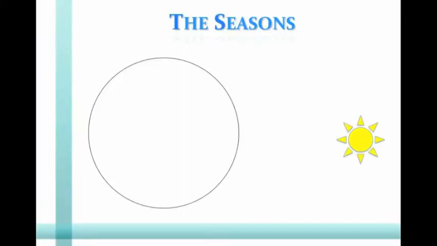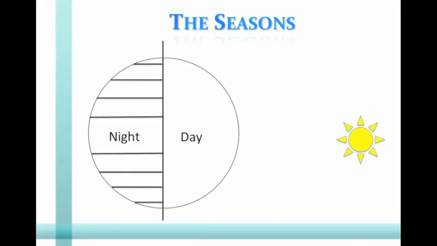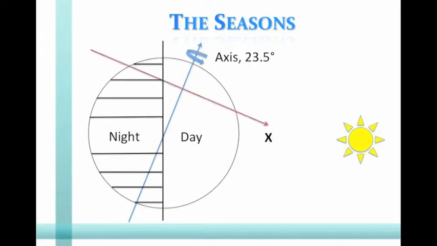The seasons. So how do the Earth's revolution and the tilt of its axis lead to the seasons? Again, we have the Earth and the Sun. The part of the Earth facing the Sun will experience daylight, while the other side will experience darkness. And we know that the Earth rotates around its own axis at 23.5 degrees to the perpendicular of its orbital plane. Consider a location along latitude X. Does it receive more daylight or darkness? Is it experiencing summer or winter?